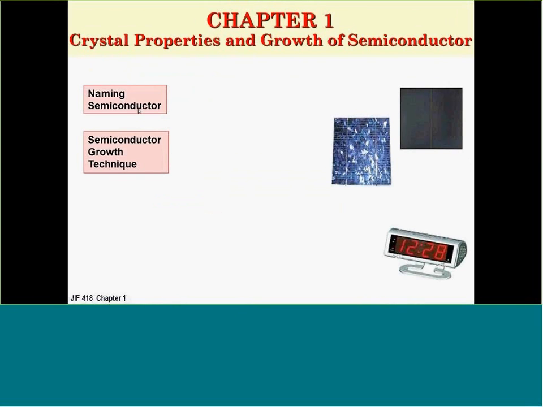Next, in chapter 1, there's semiconductor growth technique, because semiconductor doesn't exist in a pure state naturally, so we need to grow a pure semiconductor, because we would like to reduce as much as possible the defects in our devices. So the basic fundamental of devices is the existence of semiconductor in a pure state.